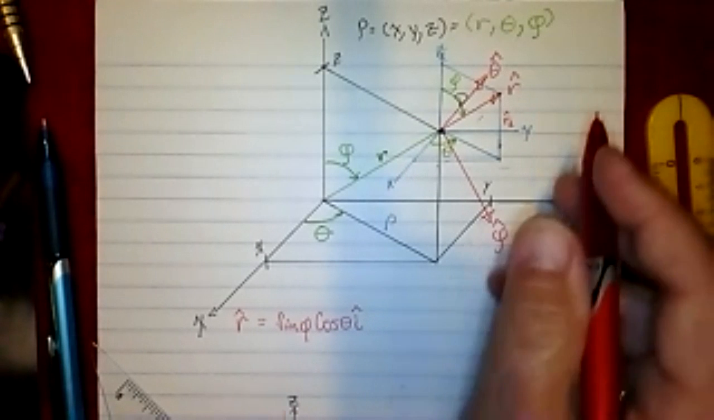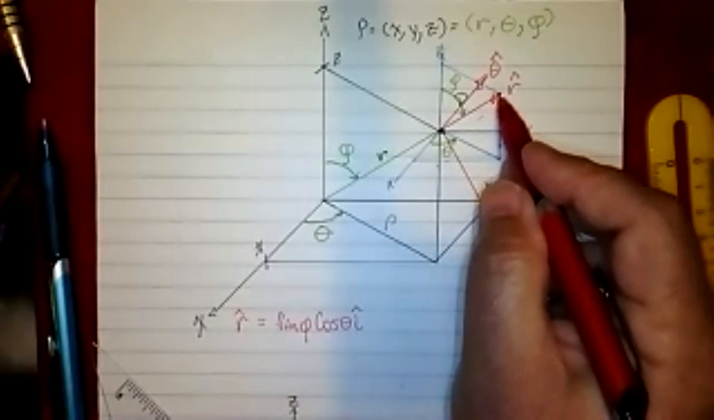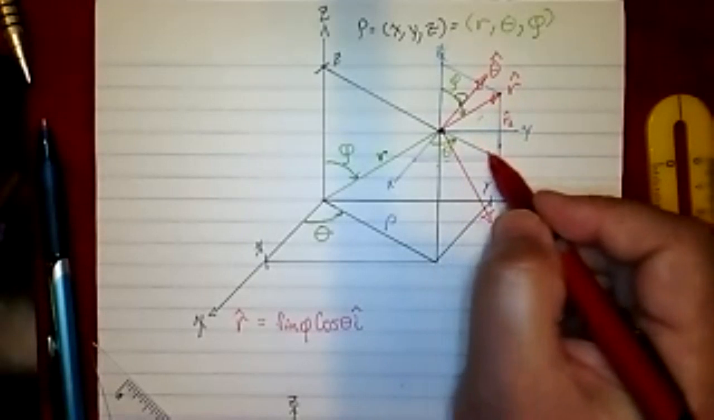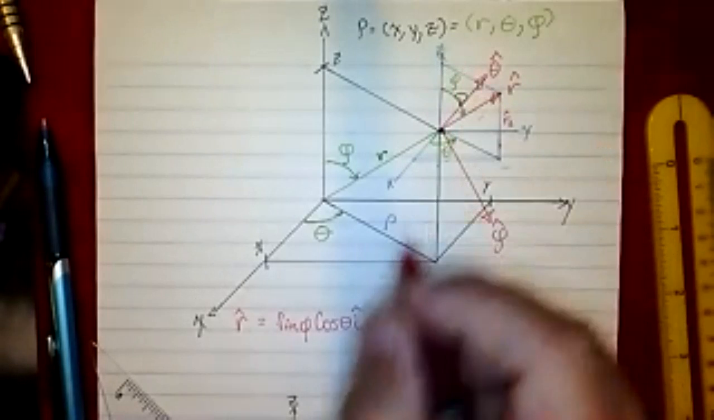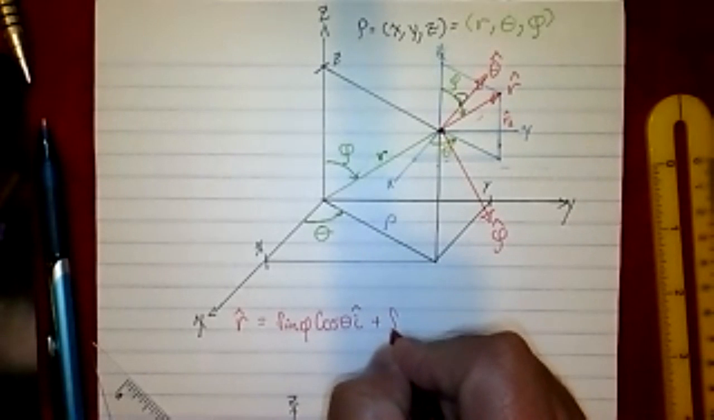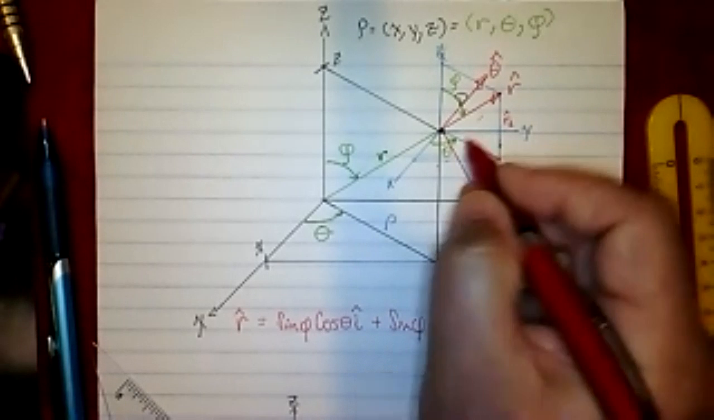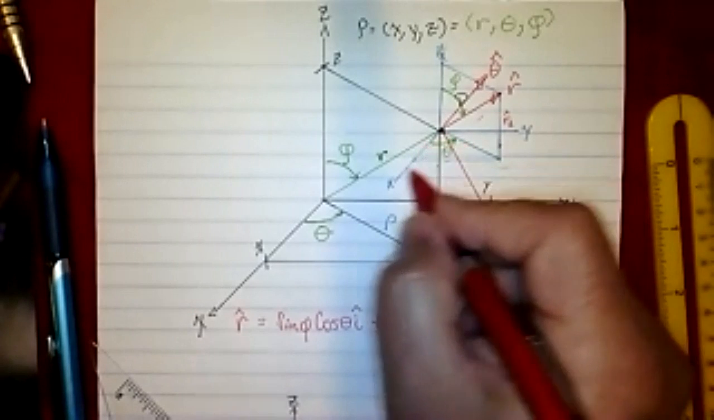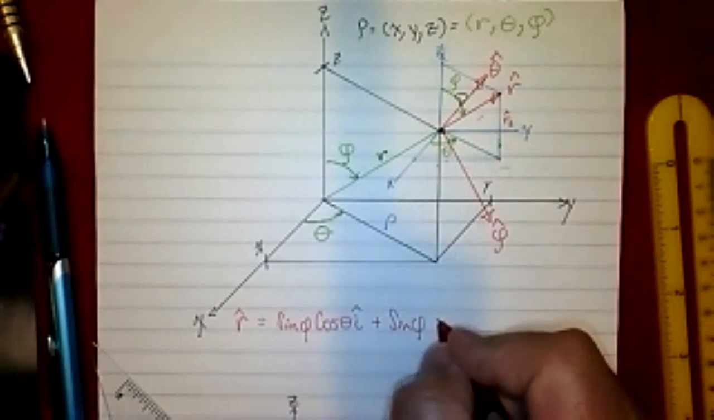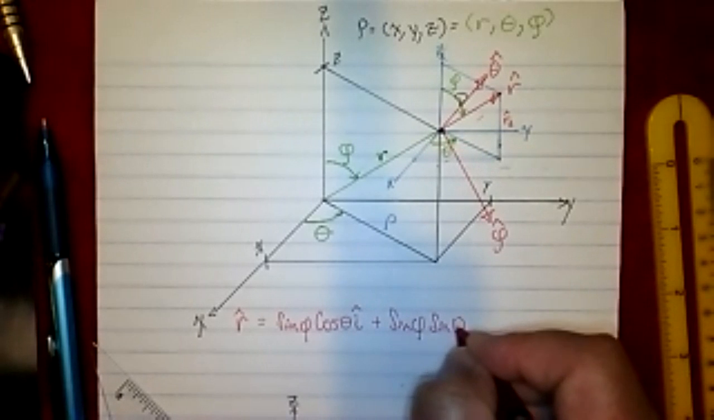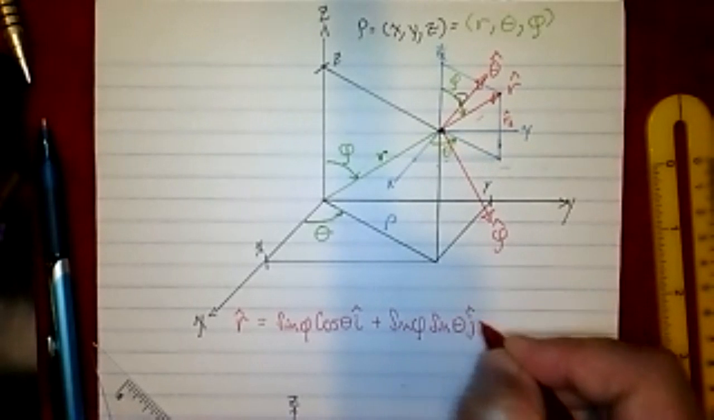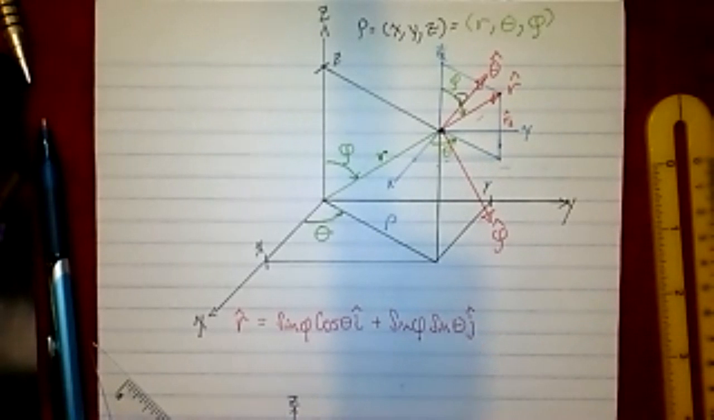Now the y component is done similarly. I have to again project it down into this plane. So again, using the sine function, I do sine of phi. But now, instead of wanting this part, I want that one, which is given by sine theta. So I say sine theta, and then put a j hat after that. So that's the first two components.